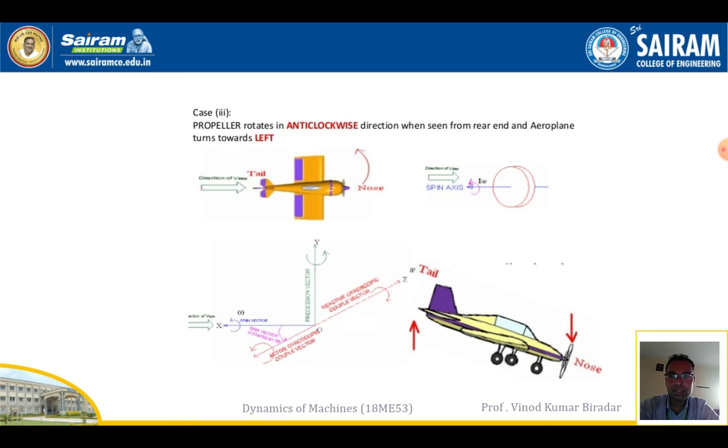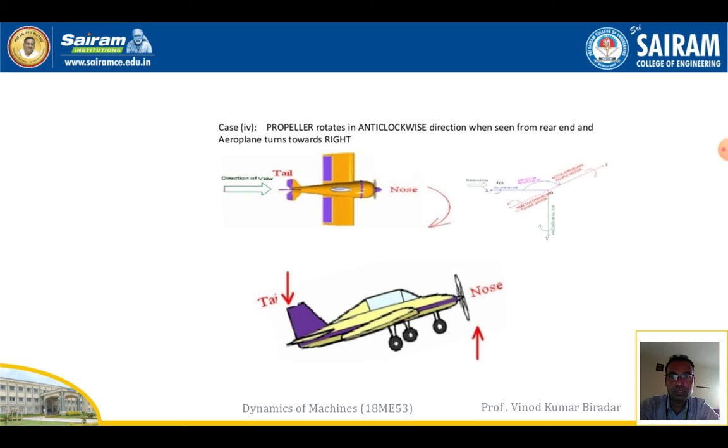Okay, so here in case 3, propeller takes the anti-clockwise direction when seen from the rear end and the aeroplane turns the left hand direction. Here the gyroscope effect will be tail will be raised and nose will be dip. Okay, so this is about the effect of gyroscope couple. So in the fourth case, propeller rotates in the anti-clockwise direction when seen from the rear end and the aeroplane turns towards right hand side. During this case, the aeroplane nose will be raised and tail will be dip. So this is about the effect of gyroscope couple in the fourth case.